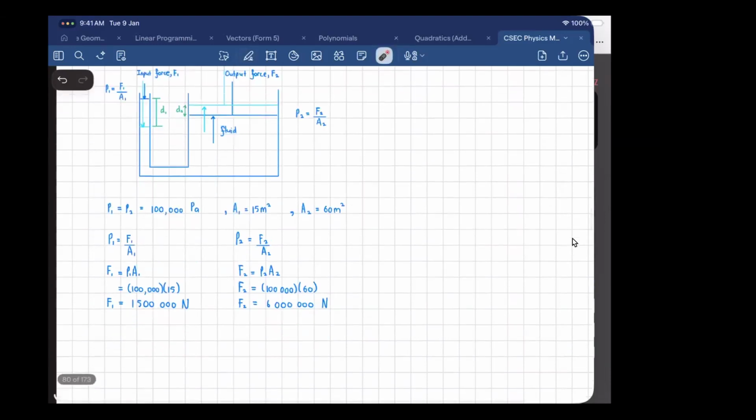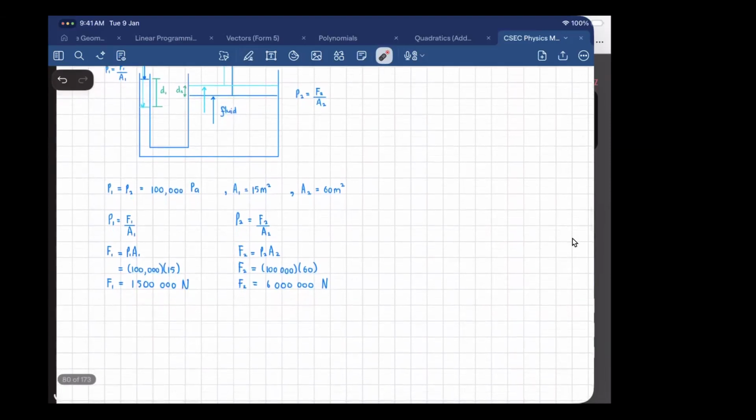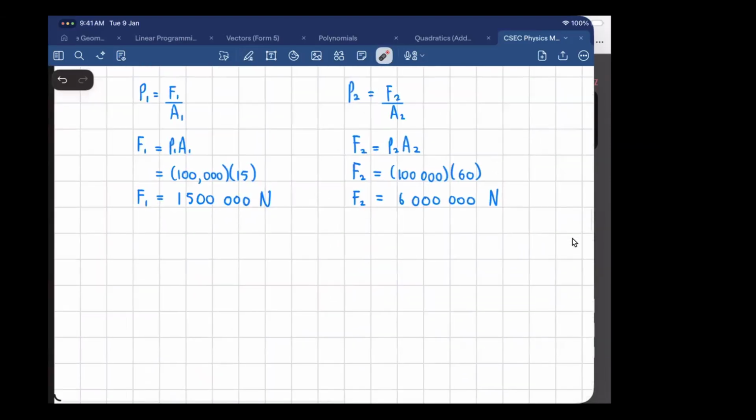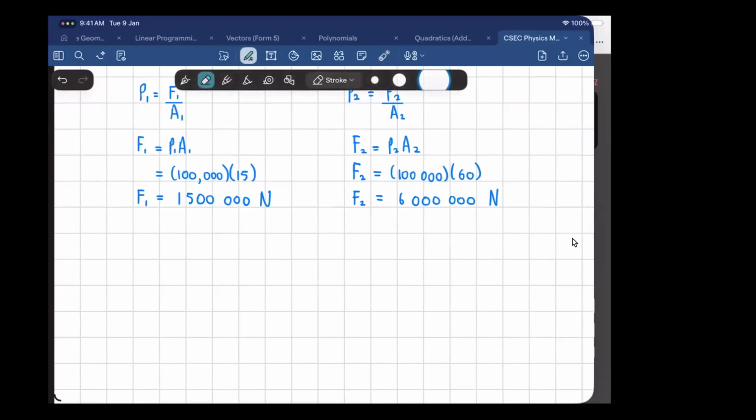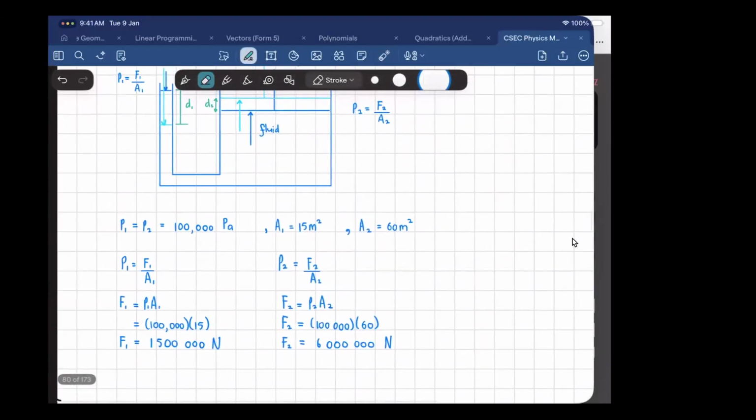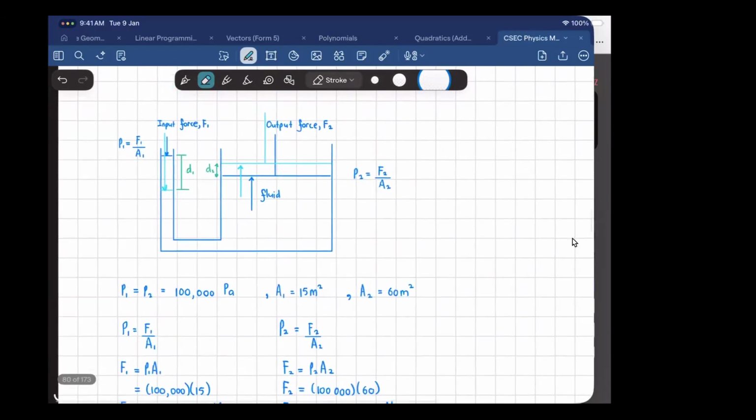So let's try to make sense of that. Do you remember the formula for work? Tell me, Shana, do you remember the formula for work done? Force by distance.